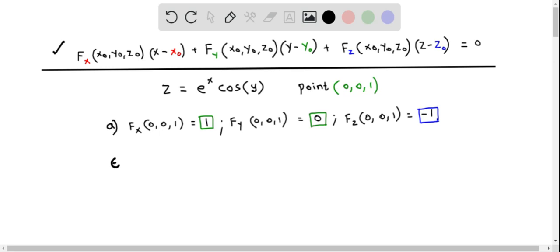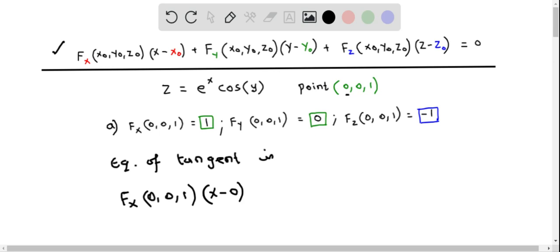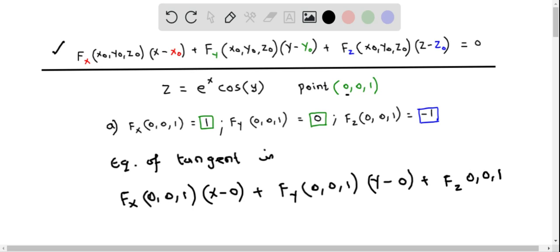So therefore, we write the equation of the tangent plane: it is the partial derivative of f with respect to x at the point 0 comma 0 comma 1 times x minus x naught, which is 0, plus the partial derivative of f with respect to y at the point 0 comma 0 comma 1 times y minus y naught, which is 0, plus the partial derivative of f with respect to z at the point 0 comma 0 comma 1 times z minus z naught, which is 1. So I put 1 here, and this equals 0.